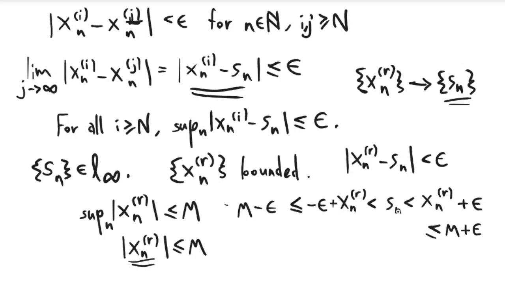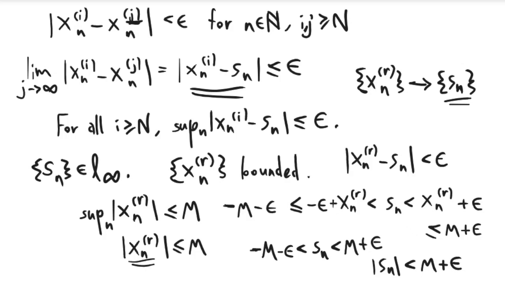Because S_n is trapped in the middle, it shows that negative m minus epsilon is less than or equal to S_n. Sorry, this up here should actually be negative m minus epsilon. Sorry about that. So this is negative m, and so we know that this is true. In fact, that just means that the absolute value of S_n is less than m plus epsilon. Because this is true for any epsilon you care to choose, and for each n, it follows that the supremum norm of S is bounded by m plus epsilon. So that is a more explicit way to see why it's in L infinity.